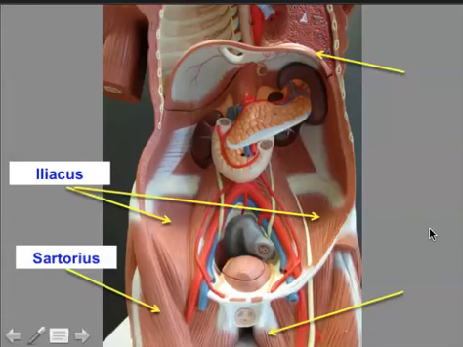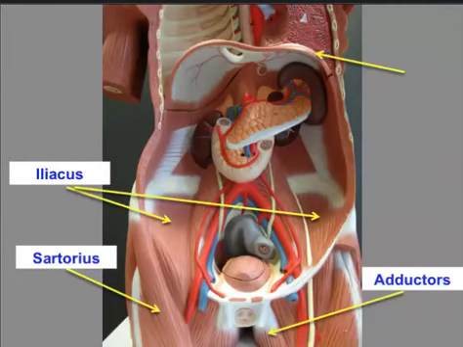This is the sartorius. It is an S-shaped muscle, sometimes called the tailor's muscle, that runs from lateral to medial across the front of the thigh and inserts just below the kneecap. These are your adductors, and what they do is bring the leg back to midline. It's a group of muscles. The adductor longus, the adductor magnus, and the adductor brevis, along with the pectineus, are all part of this group, and they are all designed to bring the leg back towards midline.